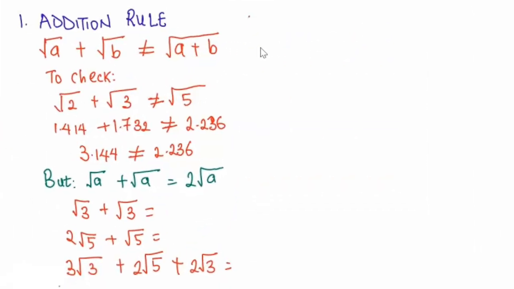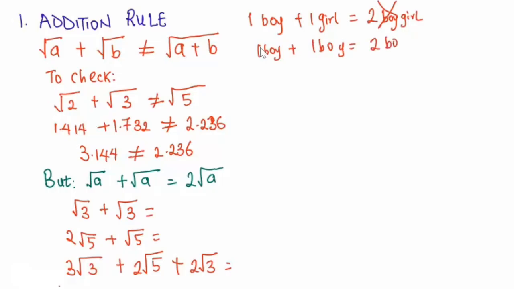The first rule we are going to look at in the course of this video lesson is the addition rule. The addition rule simply tells us that we cannot add two different surds. So let's look at it in this way. If I have one boy and I have one girl, I cannot add both of them to give us two boy-girls. So one boy plus one girl will still remain as one boy plus one girl. So this is not possible. But if I have one boy plus one boy, I can add them to give us two boys. So this is possible. So in essence, if your surds are different, you cannot add them.